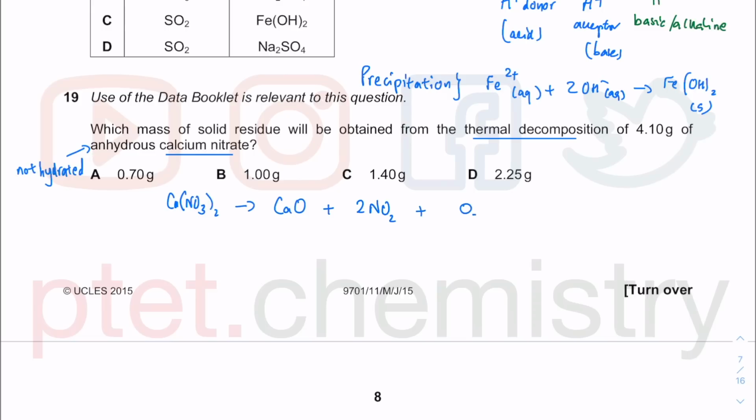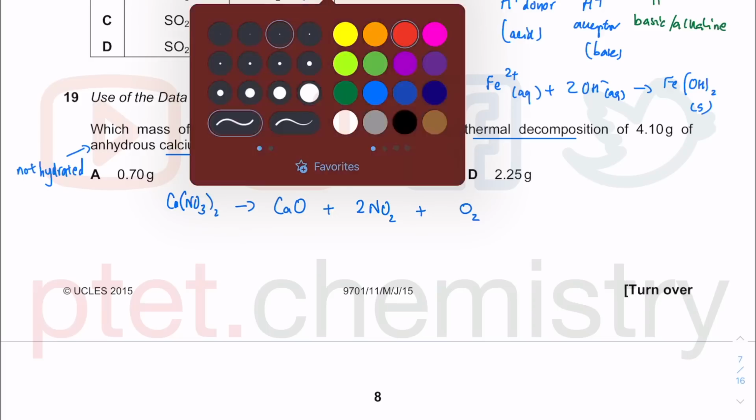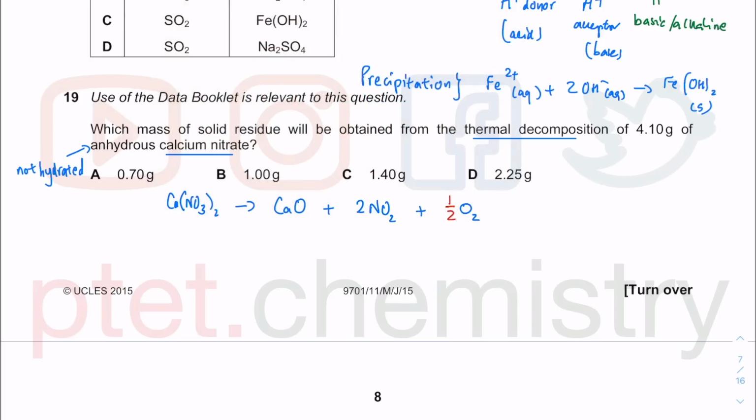I also get oxygen gas, but immediately you can see 3 times 2 is 6 oxygen, 2 times 2 is 4 oxygen, plus 1 is 5 oxygen. 5 oxygen, I only need 1 oxygen, but I have oxygen molecule, so I must balance my equation with half of that. Now, having done all that, I want the mass of the solid residue. So I want the mass of these, and I know the mass of these. So to work out this thing, I will consider the idea of reacting masses from my O-level GCSE or IGCSE level chemistry.